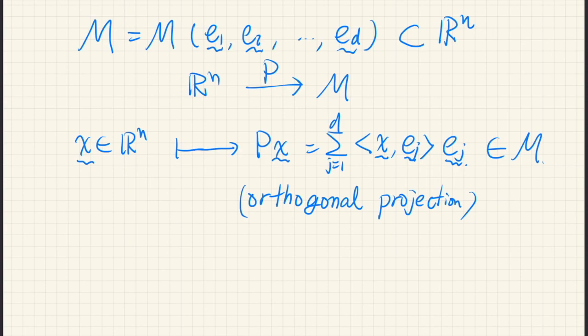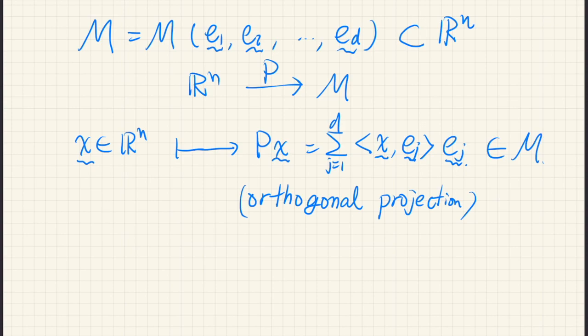Alright, suppose we have a vector subspace M, which is a subset of n-dimensional vector space R^n, and spanned by an orthonormal basis consisting of vectors e_1, e_2, up to e_d. And let's define a map P from R^n to M, defined as this. And such a map is called an orthogonal projection. And in this video, we will study various properties of such orthogonal projections.